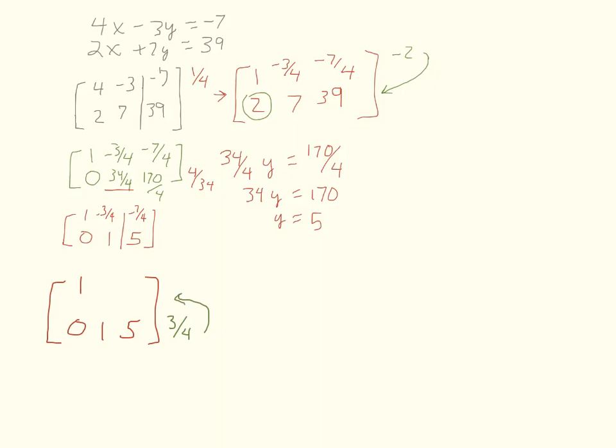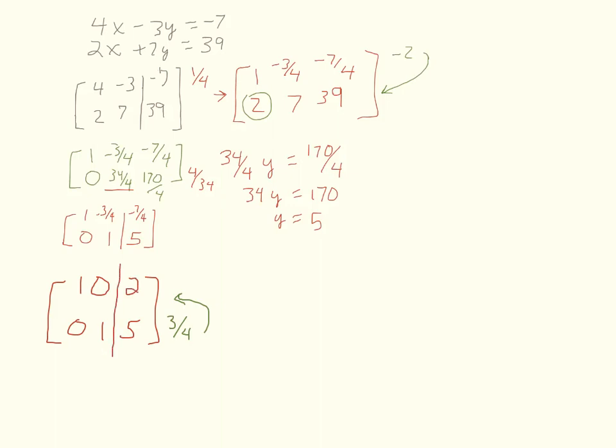notice the 0 and the 1 in the first column don't change. So 0 times 3/4 is 0. 0 plus 1 is 1. So my first one doesn't change. But 1 times 3/4 is 3/4. 3/4 minus 3/4 is 0. And then all I have to do is look at what's happening in my farmost right column. 5 times 3/4 gives you 15/4. 15/4 minus 7/4 is 8/4. Another way to say 8/4 is 2.